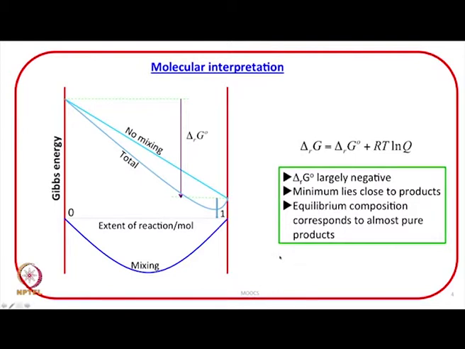So, this is what is commented over here, that delta Rg naught is largely negative, minimum lies close to products, and equilibrium composition corresponds to almost pure products. That is what it means, that the minima here is lying very close to the product. That is why the equilibrium composition corresponds to almost pure products.